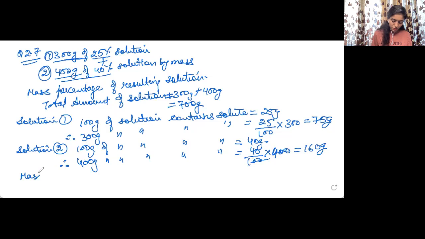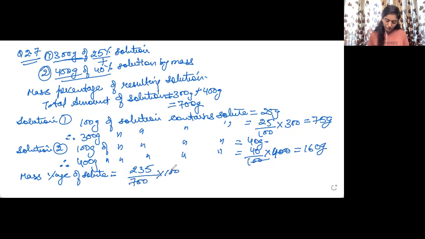So we can just write mass percentage of solute is equal to 75 plus 160, it will be 235. Okay, sometimes I do good calculations also. All right, so upon the total mass of the solution multiplied by 100. So it will be equal to 235 divided by 7, 33.57%. So this will be the mass percentage of the solute.